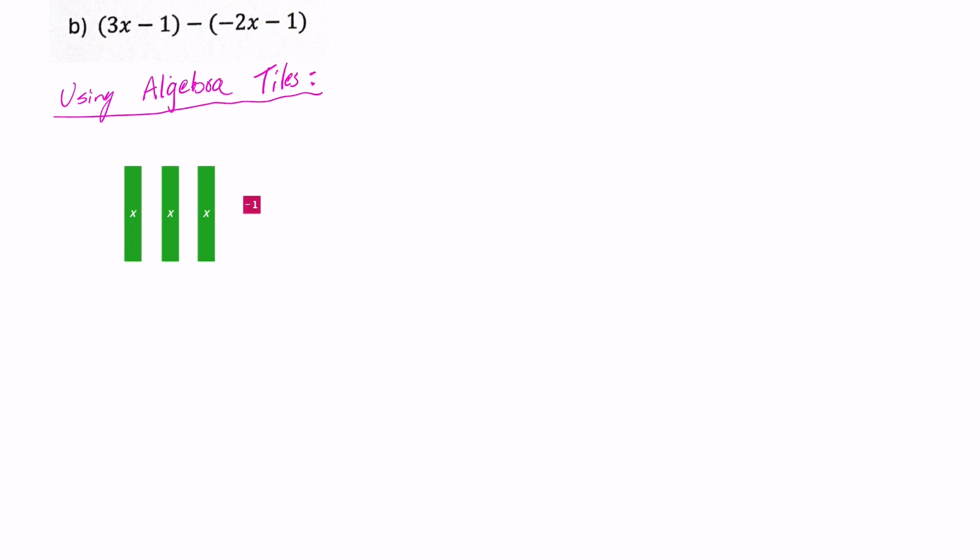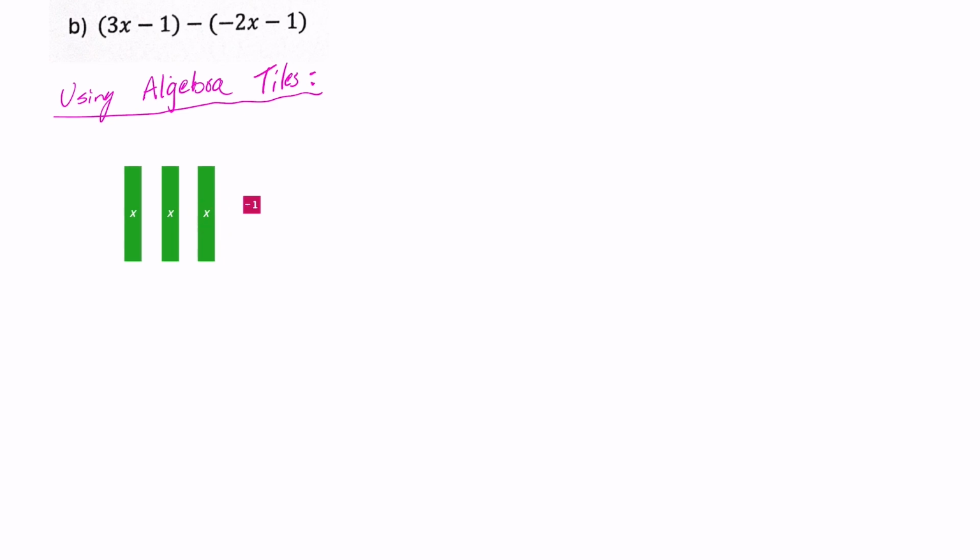Okay, now let's think about that for a second. Here I have 3 positive x's and a -1, but it's telling me to take away 2 negative x's. Do I have negative x's here? No, I only have positive x's. So that is an interesting situation there. It wants me to take away negative x's, but I can't because I don't have any negative x's here.